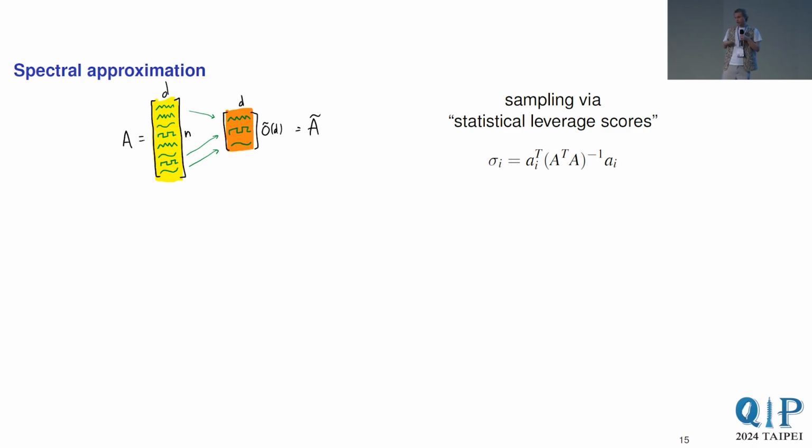How do we do that? Luckily, this idea of spectral approximation is established and people have looked at it. There's the idea of sampling constraints, rows, or data points via statistical leverage scores. If you look at row i, its statistical leverage score is essentially a quadratic form with (A transpose A) inverse in the middle. This A transpose A you can think about as the Hessian that we care about.